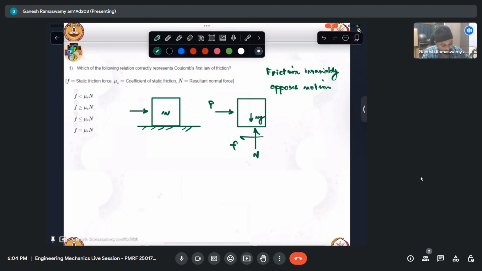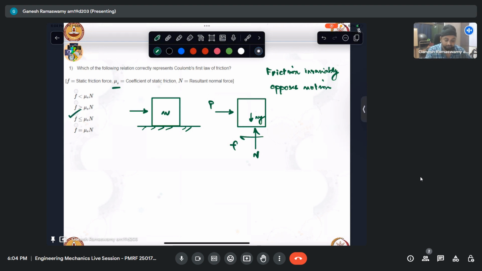Now let the applied force be P. This object will remain in equilibrium till this mobilized F increases to its maximum value, beyond which it can no longer counter P, in which case sigma Fx equal to 0 will not be valid. Sigma Fx will be equal to ma, and some acceleration will get induced. In the absence of P, there is no frictional force mobilized, so there will be no horizontal force. From 0, it will build up to a maximum of mu s N, where mu s is the coefficient of static friction. So we can see that this option is correct.